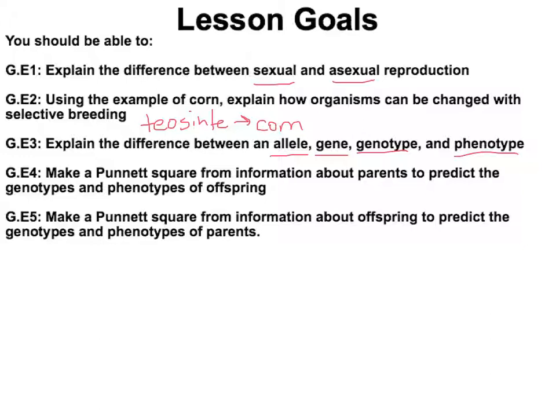Finally, you should be able to make Punnett squares, and you should be able to make Punnett squares from information about the parents or the information about offspring, and then use that Punnett square to predict the genotypes and phenotypes of the parents or offspring, depending on which information you're given. Let's jump right in and get started with this.